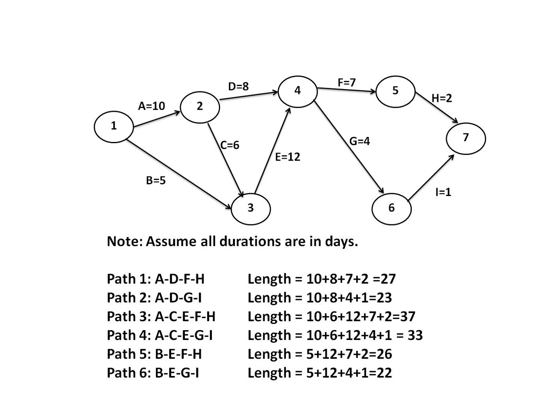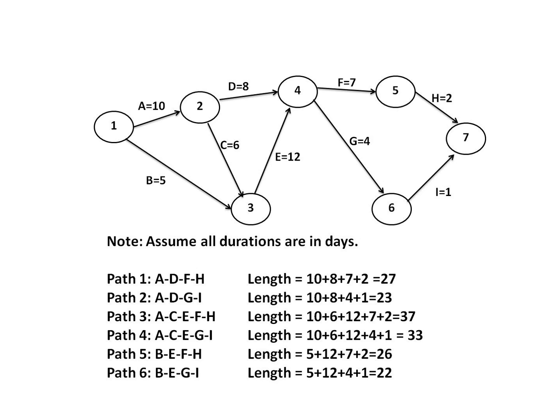Let's look at some of the actual paths of the workflow. Path 1 goes from node 1, the start of the project, through nodes 2, 4, and 5, and then to node 7, the end of the project. The work activities are A, D, F, H, with the path having a length of 27 days. Now let's look at the longest path. It is path 3. It follows nodes 1, 2, 3, 4, 5, and then 7. The work activities are A, C, E, F, H. The duration of this path is 37 days.